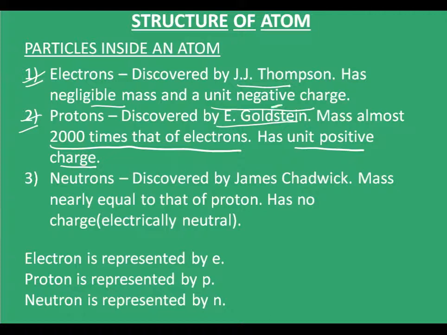that of electrons. Neutrons. Neutrons were discovered by James Chadwick. Mass of neutrons is nearly equal to that of a proton, and it has no charge, that is, it is electrically neutral. Electron is represented by the symbol e, proton by the symbol p, and neutron by the symbol n.